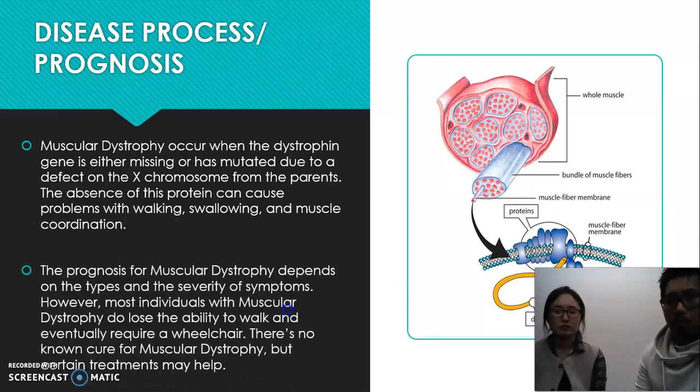So the prognosis for muscular dystrophy really depends on the type, and as Yunji said, there are 150 of them, and the severity of symptoms. However, most individuals with muscular dystrophy do lose the ability to walk and may eventually require a wheelchair. Unfortunately, there's no known cure for muscular dystrophy, but certain treatments may help.